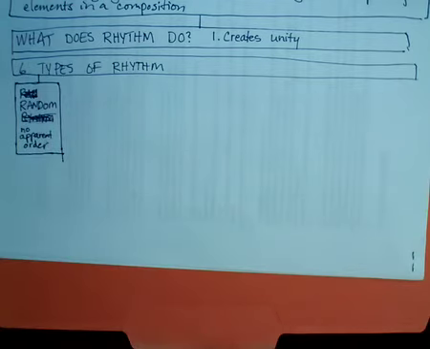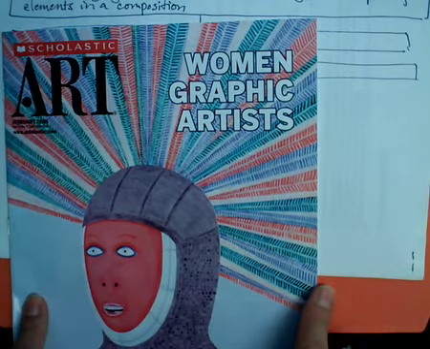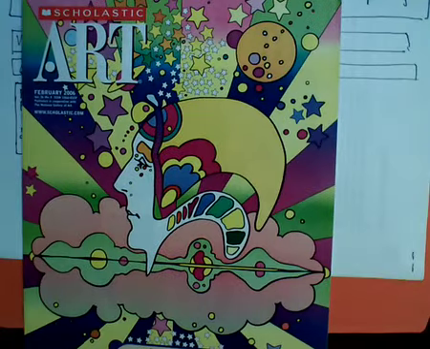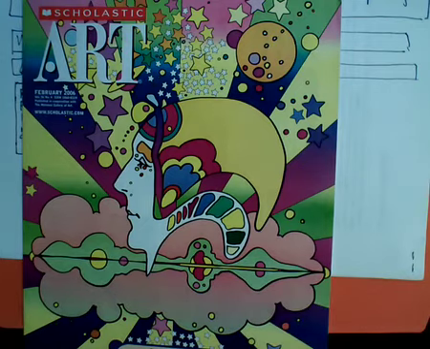Okay, so is this random rhythm? No, it's order. What about here? That's random. The stars are random. The circles are random. So it creates a different kind of feeling depending on how it's being used.